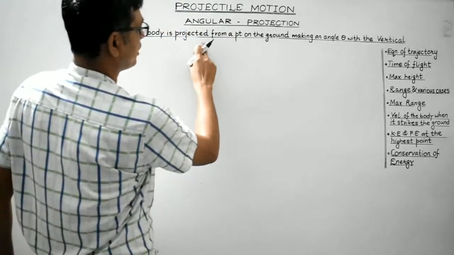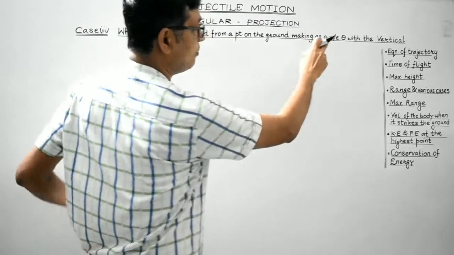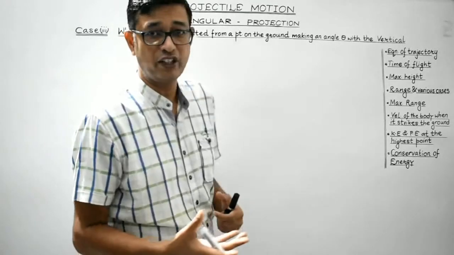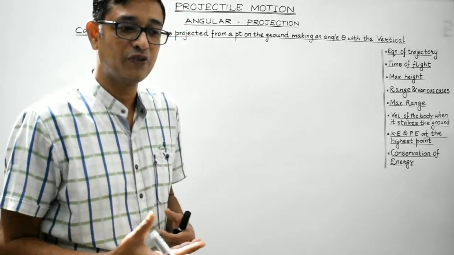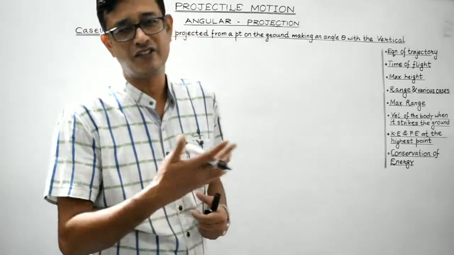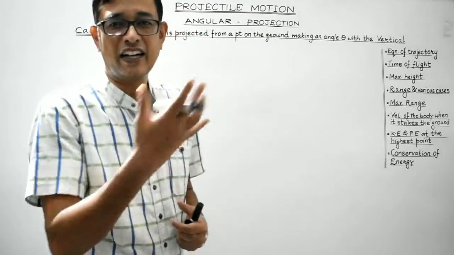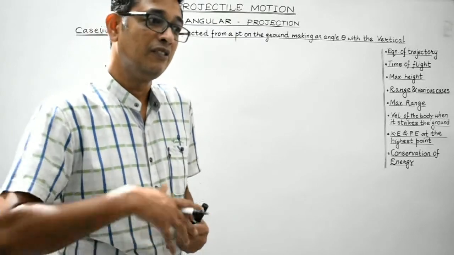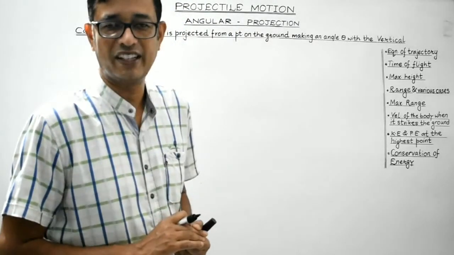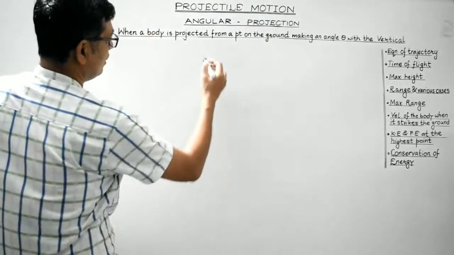When a body is projected from a point on the ground, making an angle theta with the vertical, in this case also, we'll try to verify that the nature of the trajectory is parabolic. We'll try to find the expression for time of flight, range, maximum height attained, kinetic energy at the highest point, net velocity with which the projectile will strike the ground, and all those things, right? So let's start with the topic.